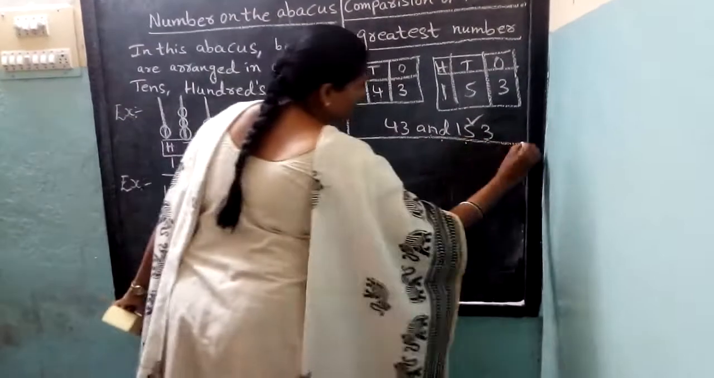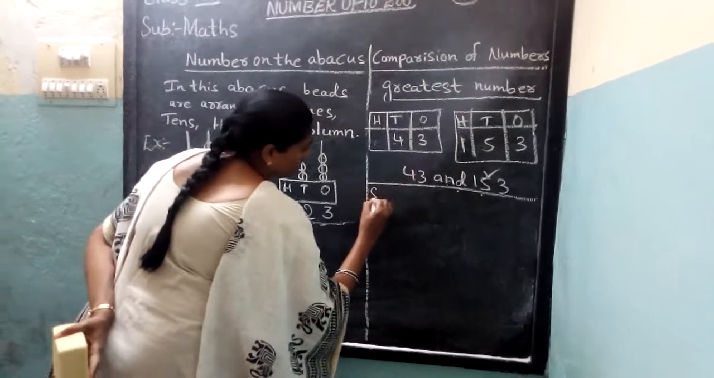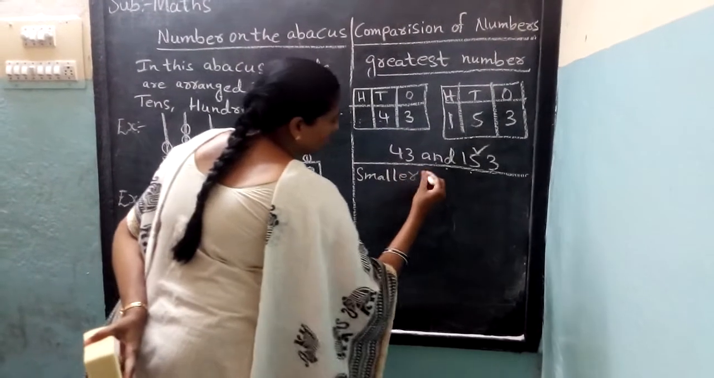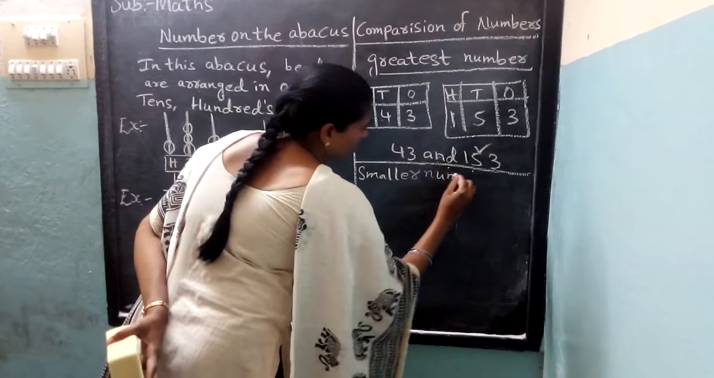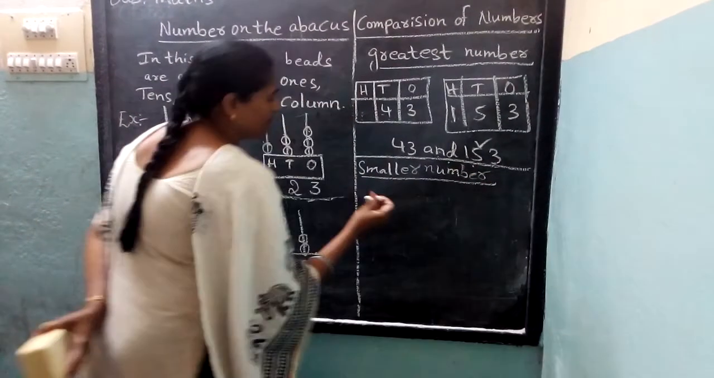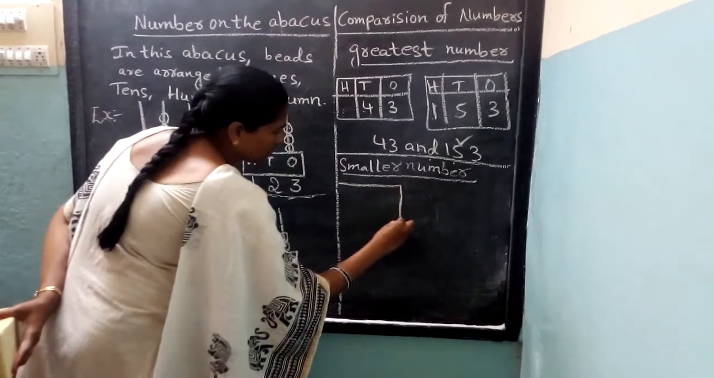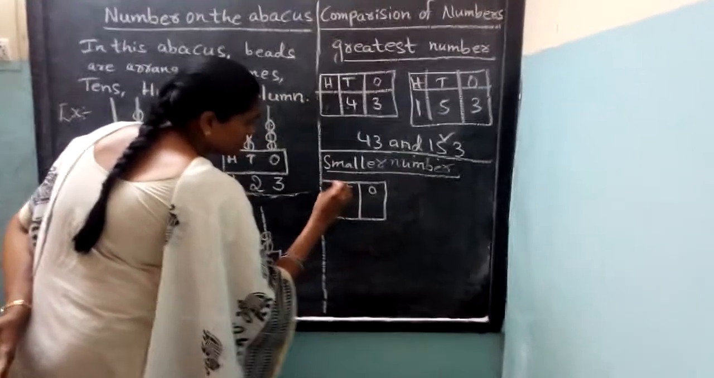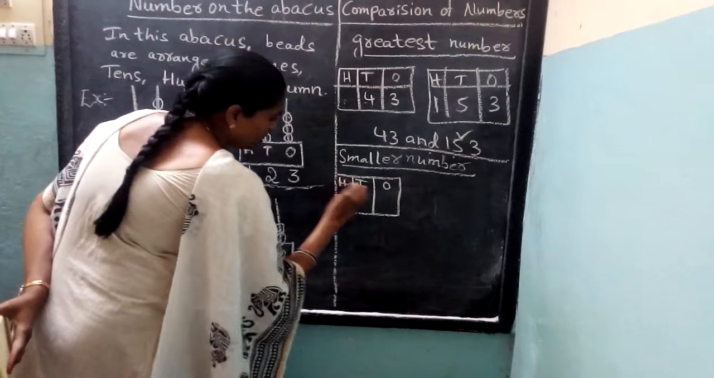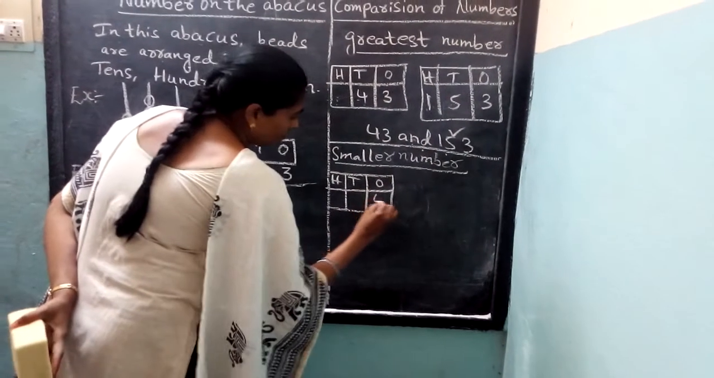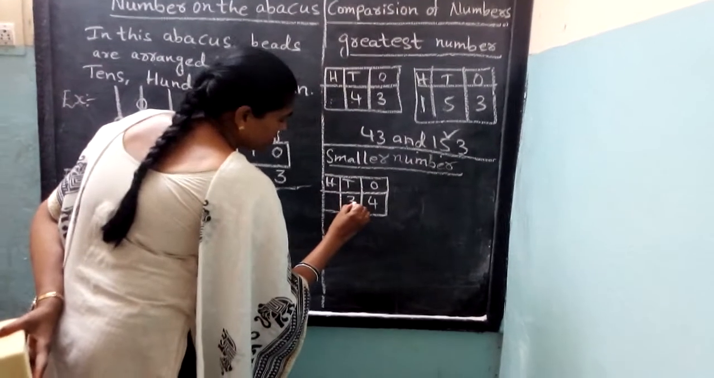Next one is the smallest number. That is the smaller number. Here also you have to compare the two numbers. Ones, tens and hundreds. In the ones column, 4 and 3 are there.